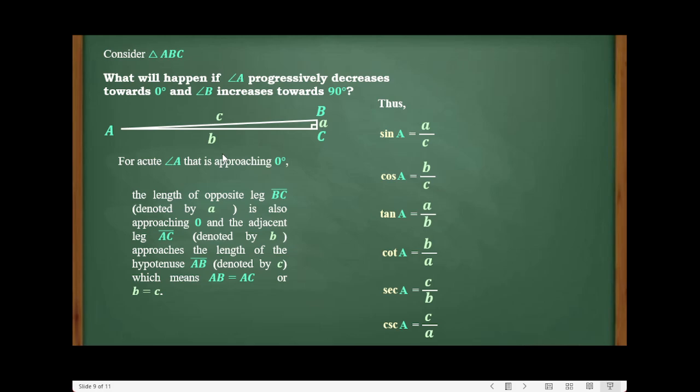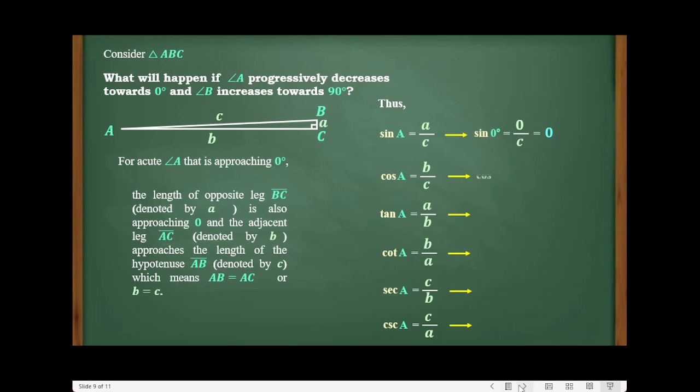And take note, if we refer to this figure, which is now almost a straight line from being a right triangle, A here approaches 0. So let us assume that A already reached 0. So what will happen? Sine of 0 will now be equal to what? Since angle A is 0, the opposite leg will become 0 also. So that is 0 divided by the hypotenuse, which is C. And we know that 0 divided by any number is equal to 0. So it follows that sine 0 degrees is equal to 0.